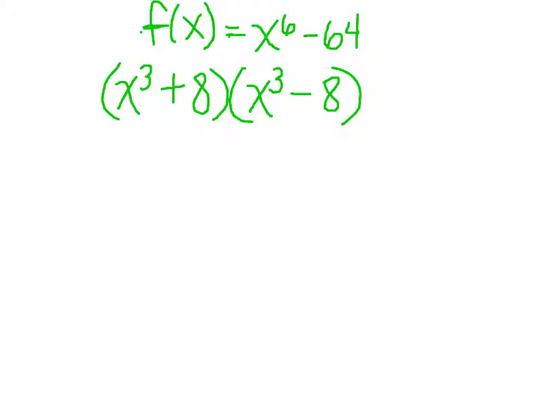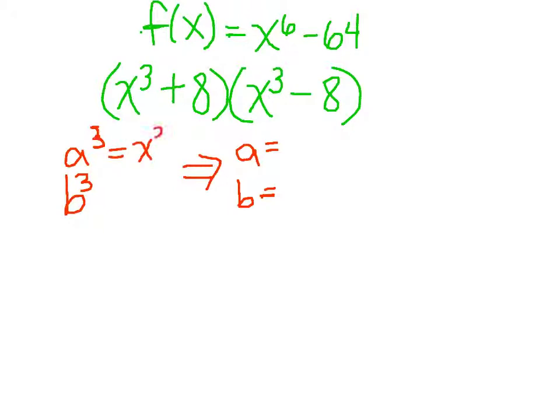In order to factor this further, I'm going to figure out what a cubed is and what b cubed is. And then I ultimately want to know what a and b are. And because the terms are the same, one's a plus and one's a minus, this initial step is going to apply to factoring both sets of parentheses. So a cubed is x cubed, b cubed is 8, which is going to make our a plain x to the first power, and b is going to be the cube root of 8, which is 2.